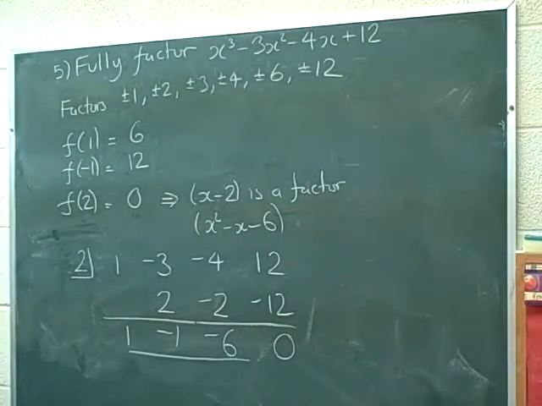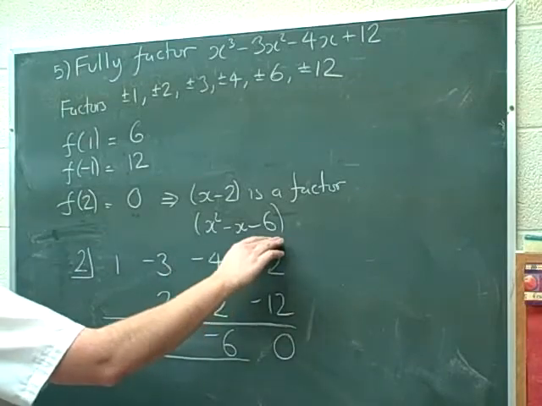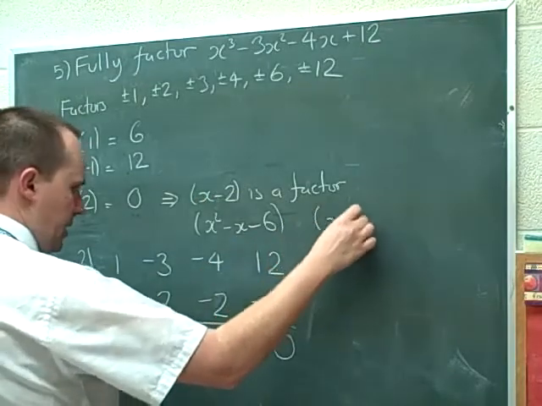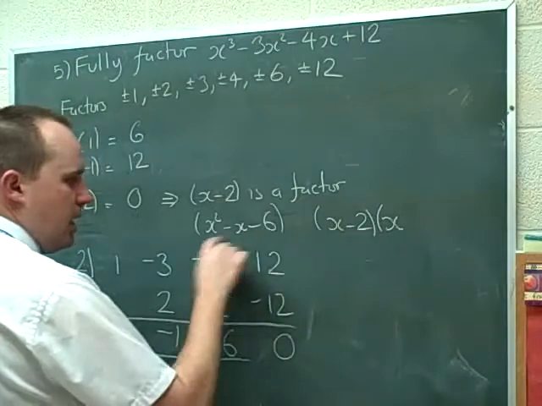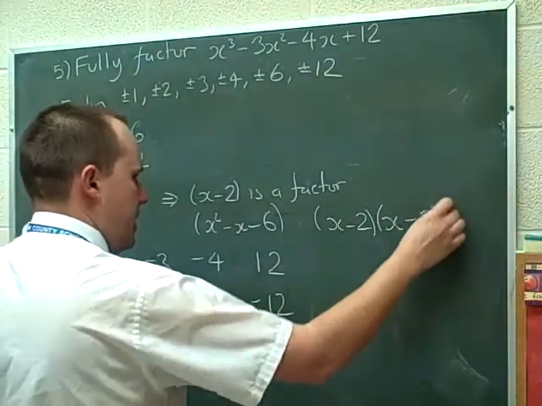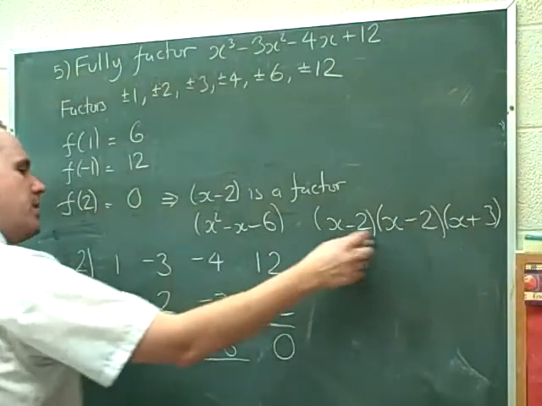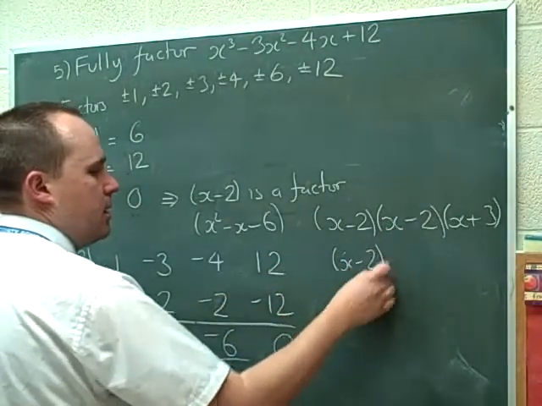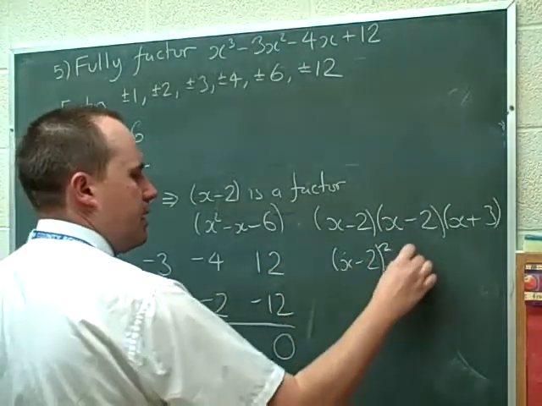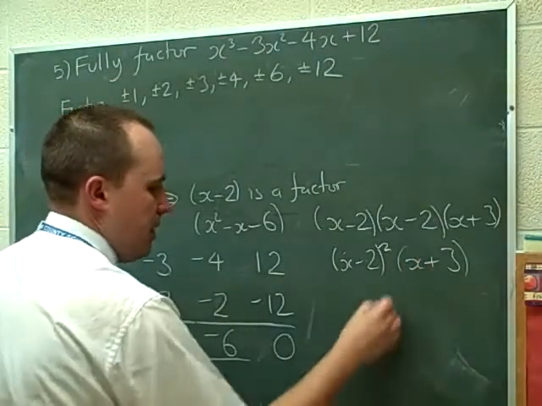And the final part to this question is you factor this for a second time. So you would have x minus 2, and you would have x minus 2 again, and x plus 3 when you factor this. As we have a repeated factor, put x minus 2 squared, x plus 3.